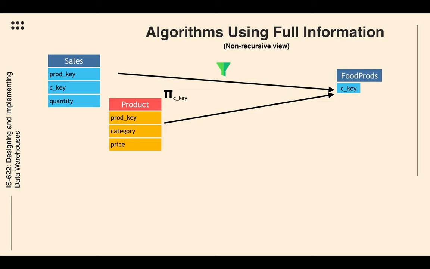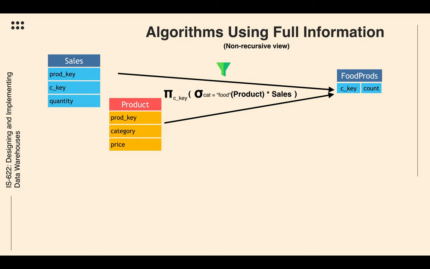We have a set of customer keys. We just need to keep track of information of the customers. And as you remember, we mentioned earlier that we also have a column called count, which keeps track of the number of times that key is referred to in the base tables. So we have the customer key, and then we extract only those customers who made a purchase from the sales table, which has a category of food.